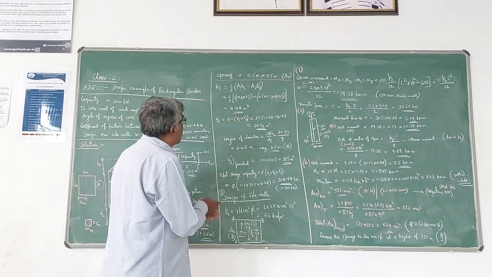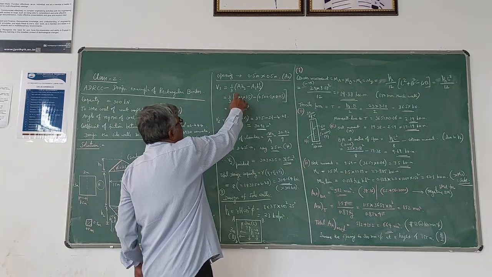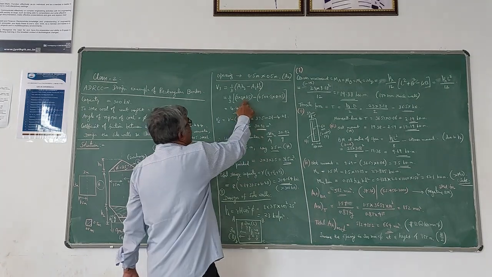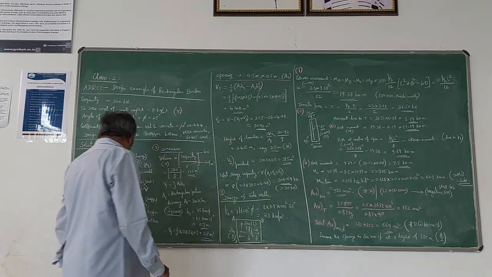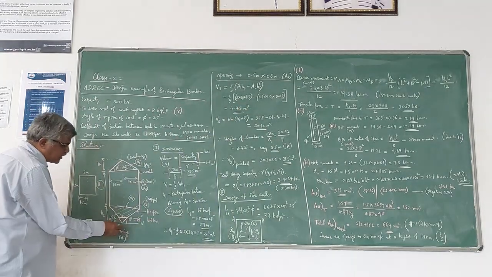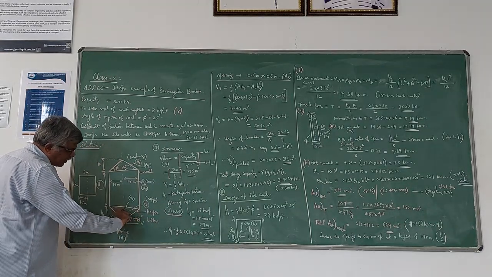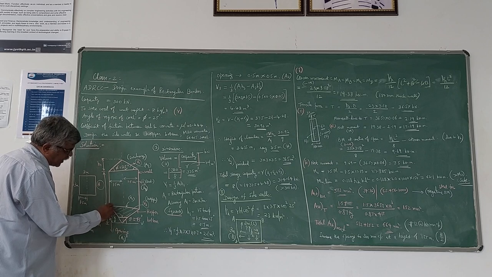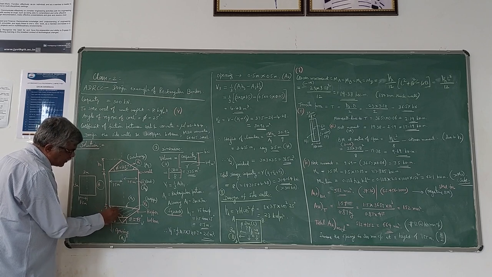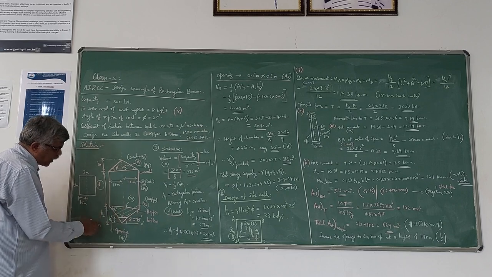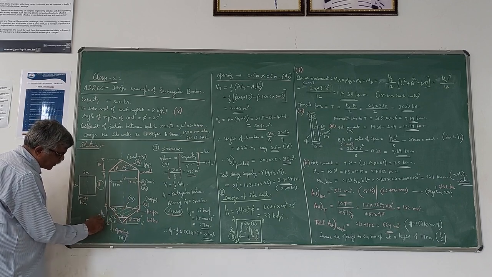Now what happens here? 1 by 3 into, once again, A1 is 3 into 3, that is the area of the rectangular bunker portion, into H2 is 1.5. From the diagram, you can see since this is 45 degrees, whatever length is there here, the same height will be there here, because tan 45 is 1. Therefore, this is 1.5, this also will be 1.5. Therefore, H2 will be 1.5 meter.